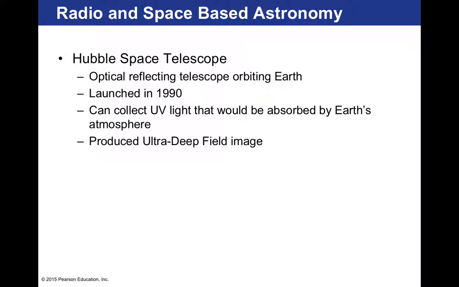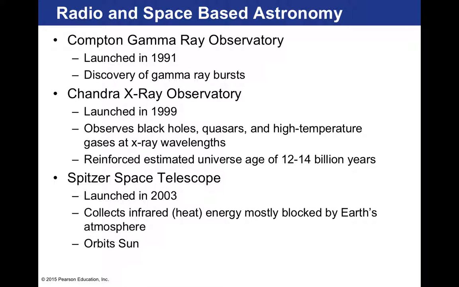Okay, we'll end this chapter with a few other types of telescopes that are being used. There's a visible telescope called the Hubble Space Telescope. It's an optical reflecting telescope that's actually in orbit around Earth, orbiting like a satellite. It was launched in 1990. It can collect UV light that would normally be absorbed by Earth's atmosphere, and it produces something called ultra-deep field images. Another type of telescope that we have is the Compton Gamma Ray Observatory. It was launched in 1991, and it's responsible for the discovery of gamma ray bursts from stars.